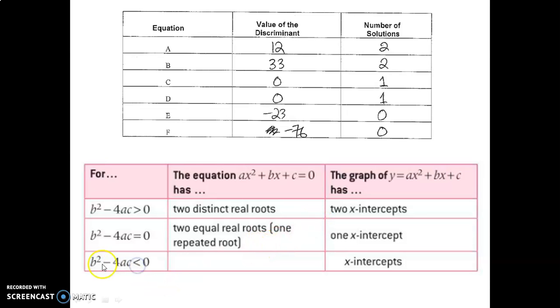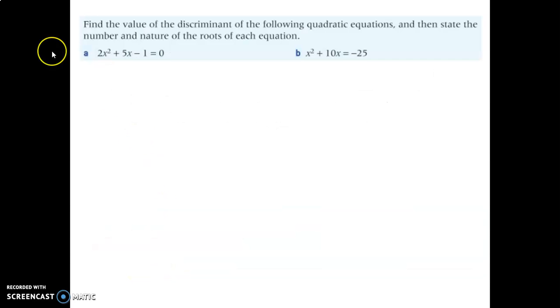Finally, this one, what happens when the discriminant is less than 0? That means when it's negative, like these two. Then we have no real roots and therefore no x-intercepts. So key conclusions, things to know about the discriminant. Okay, let's apply those rules. Now that we know if the discriminant is positive, we'll have 2 solutions, or if it's 0, there's 1 solution, or if it's a negative number, there's no real solutions. Let's apply that to some problems.